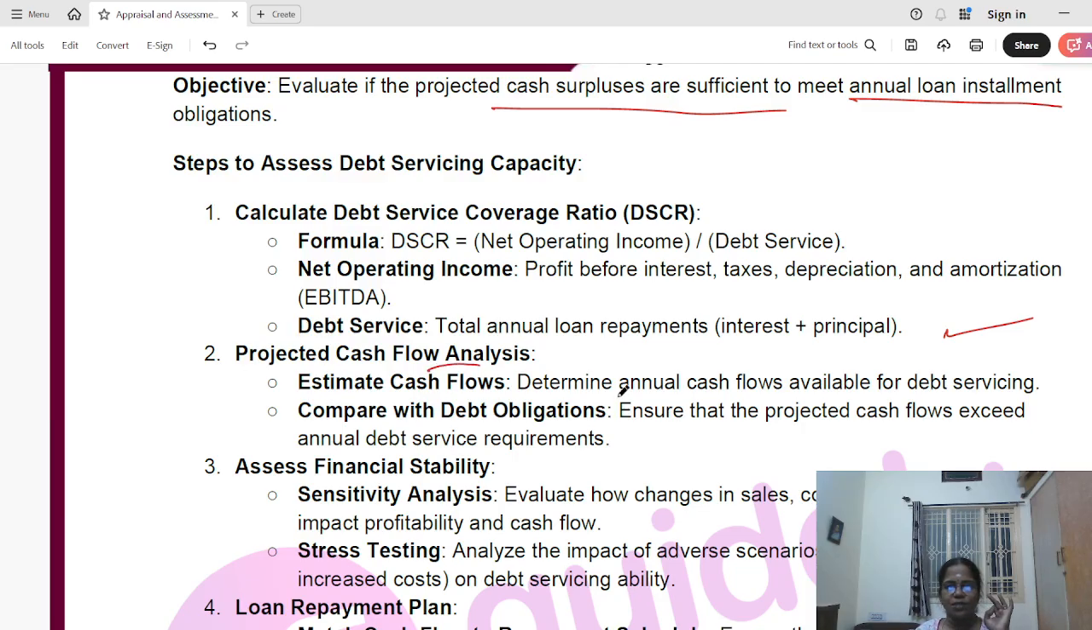Next, projected cash flows: determine the annual cash flows available for debt servicing. How much annual cash flow is there? Debt servicing means how much amount from their turnover they can pay towards the debt; that is the debt service. Compare with the debt obligation: ensure the projected cash flows exceed the annual debt service requirements. Their projected cash inflow should be higher than the debt service, higher than the loan they have to repay. Only then can they repay that loan amount.